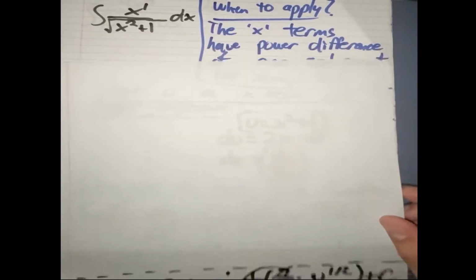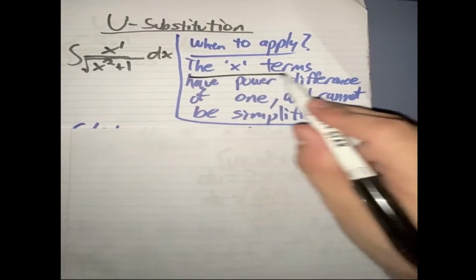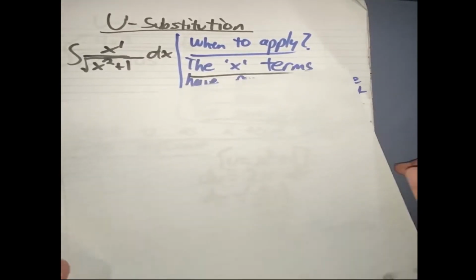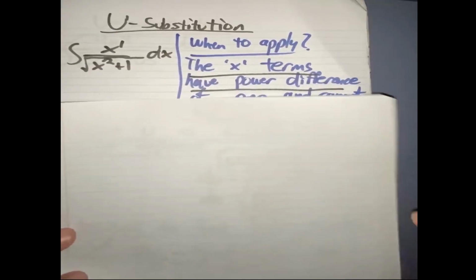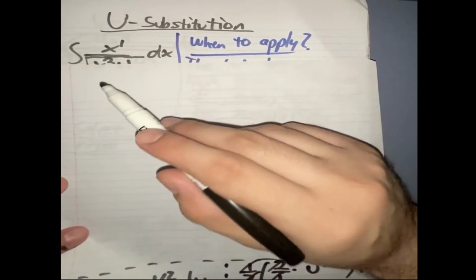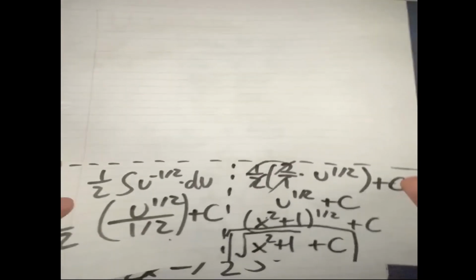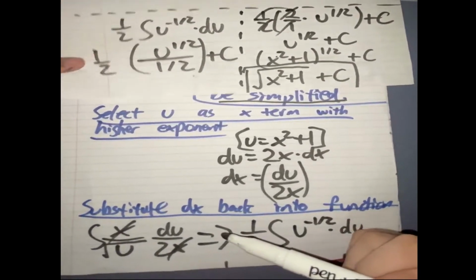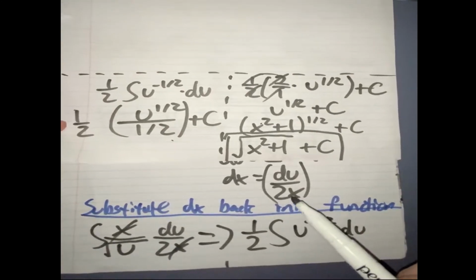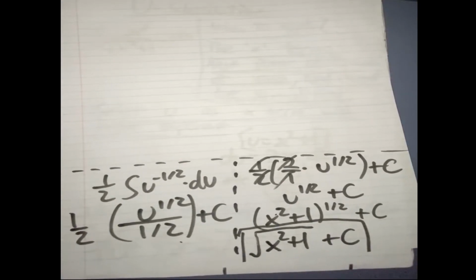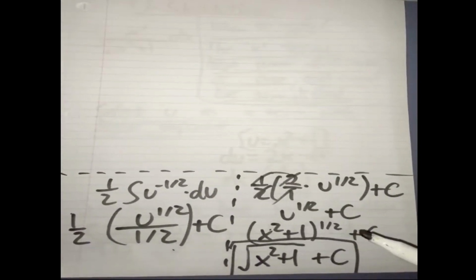So when to apply u-substitution? You apply it when your x terms have a power difference of 1 and cannot be simplified. The idea is that the derivative of u will cancel out the other x term. If you don't get a cancellation, then you probably did something wrong, because that's what you're aiming for. You're aiming to get everything in terms of u. When you substitute dx back into the function, your x's should cancel, and then you get everything in terms of u. From there, you integrate with respect to u, and then you substitute your x term back in for u.